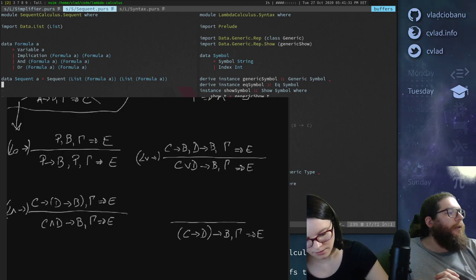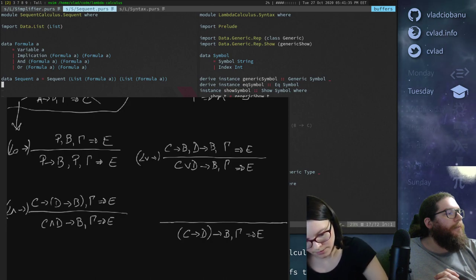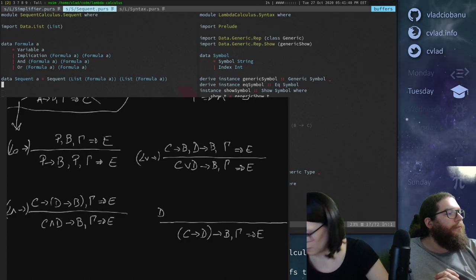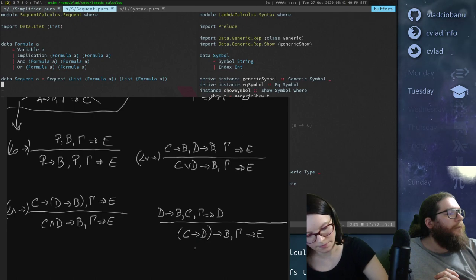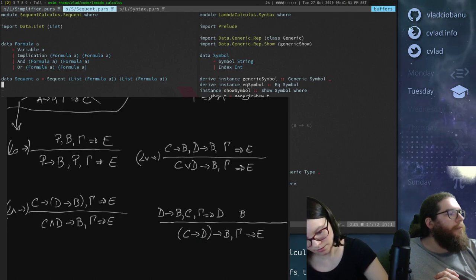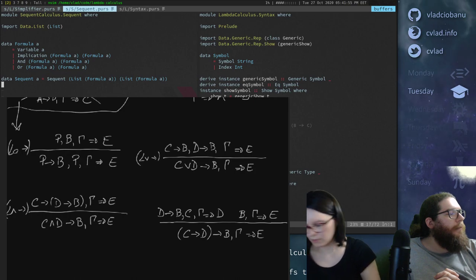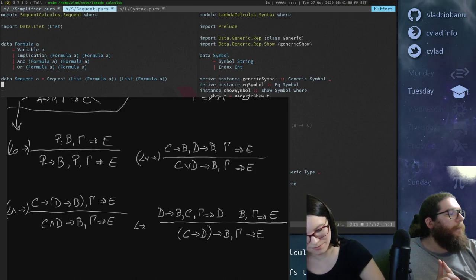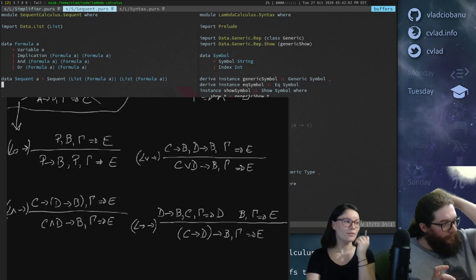This is a bit trickier, the more complicated rule. This will be D implies B and C and gamma implies D, this guy here. And B, gamma implies E. Don't make me explain this rule. For me, it's really hard to digest. Apparently, for Vlad, it was easier.